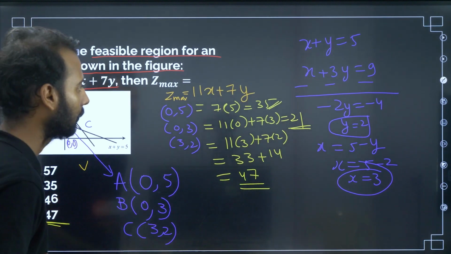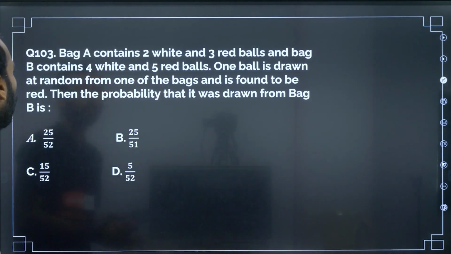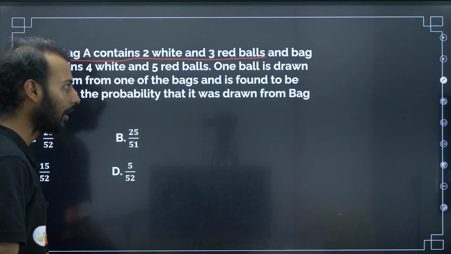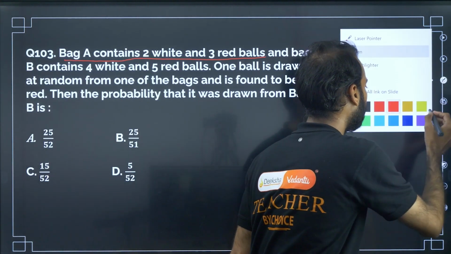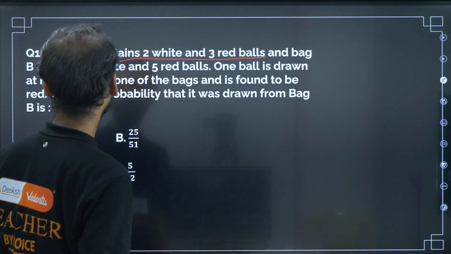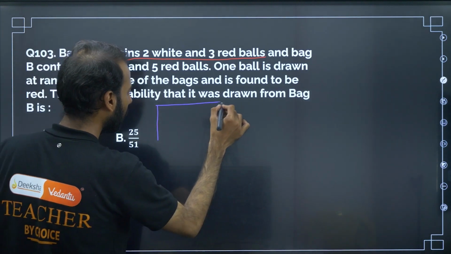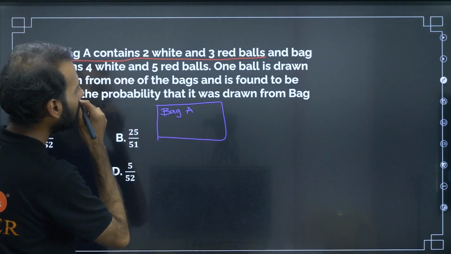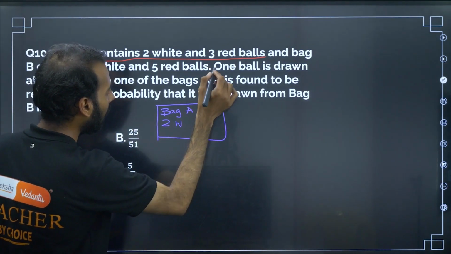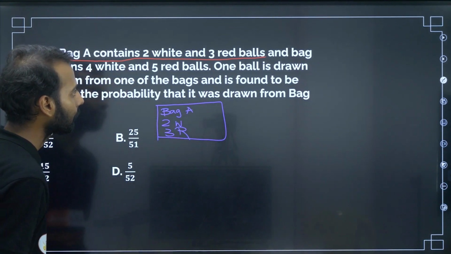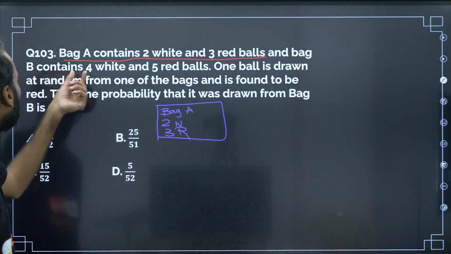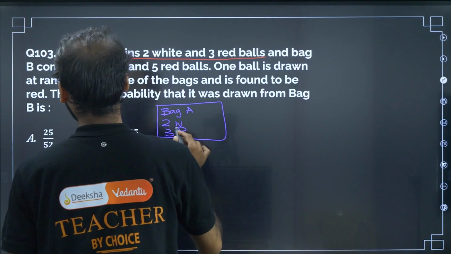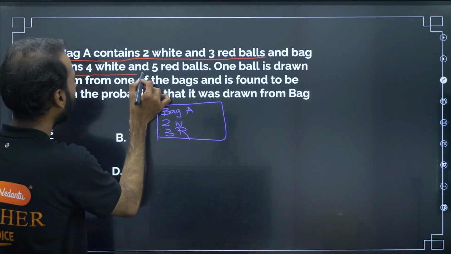Moving on to the next question. Bag A contains 2 white and 3 red balls. Let me show it diagrammatically. There is one bag A, which contains 2 white balls and 3 red balls. Bag B contains 4 white balls and 5 red balls. There is one bag B which contains 4 white balls and 5 red balls.